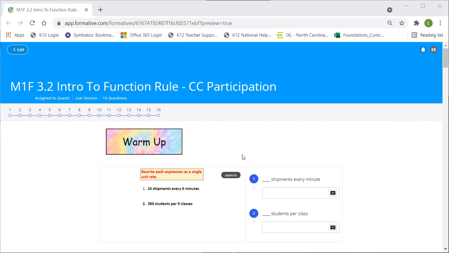Today, we are going to focus on 3.2 Intro to Function Rule. So make sure you have your Go Formative, pull it up so you can fill it out alongside me.